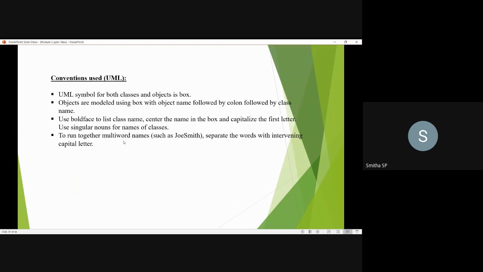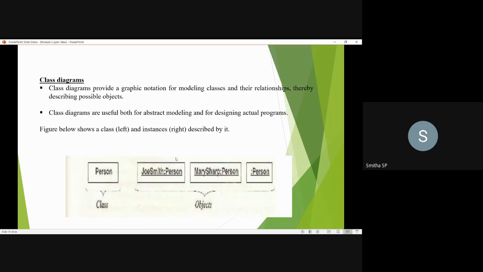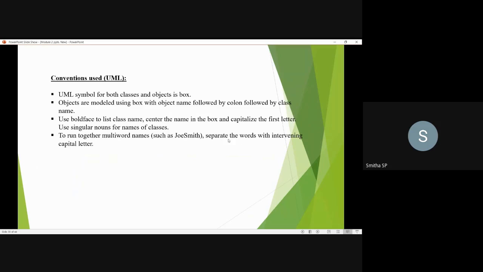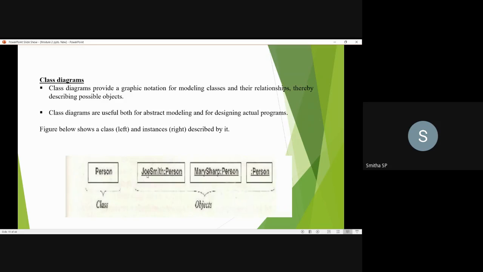To run together multi-word names such as Joe Smith, separate the words with an intervening capital letter. Here you can see Joe Smith is a multi-word name, and the words are separated by an intervening capital letter. J and S are both capitals here. So this is how you represent classes and objects in the class diagram.